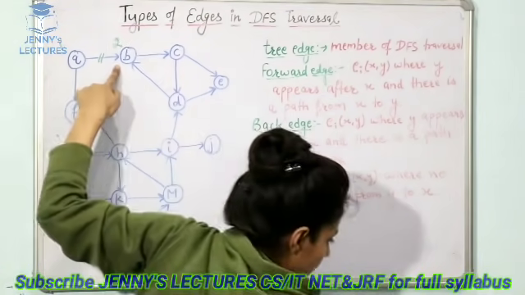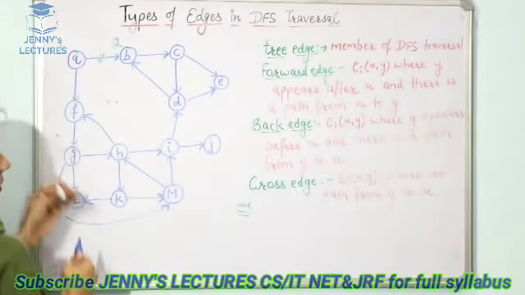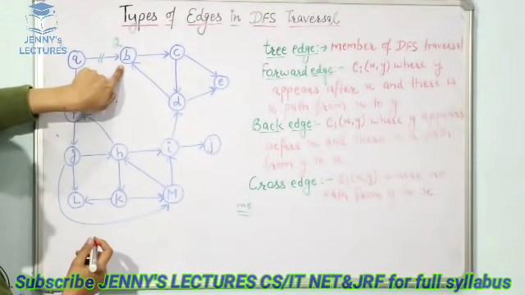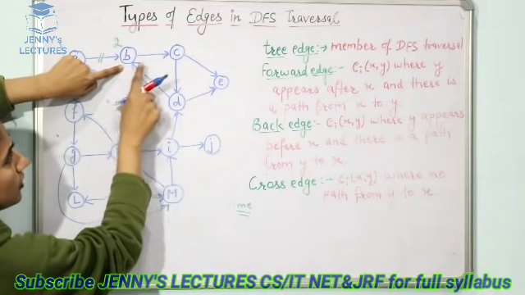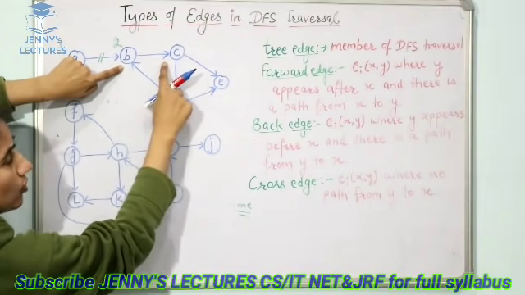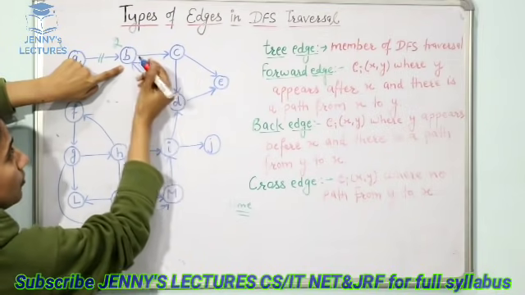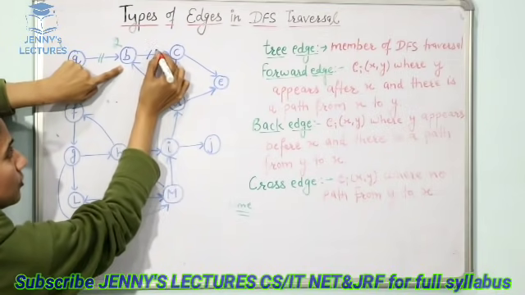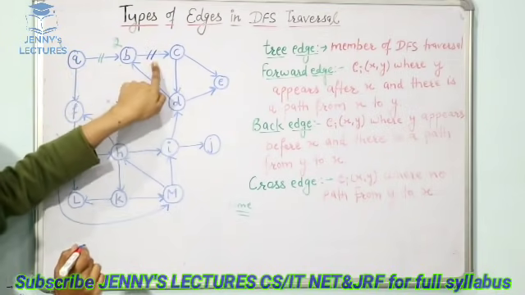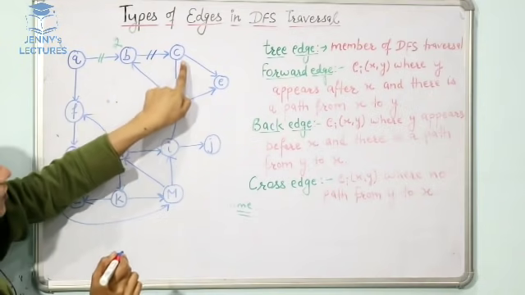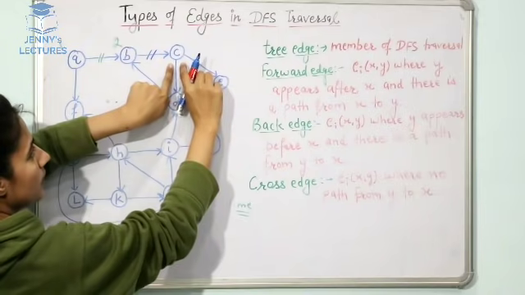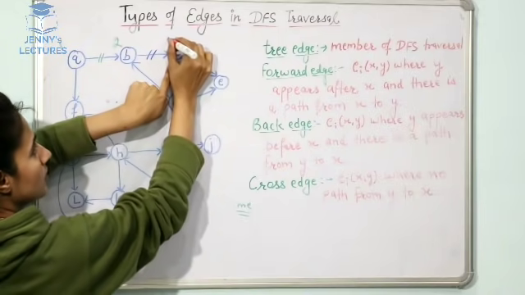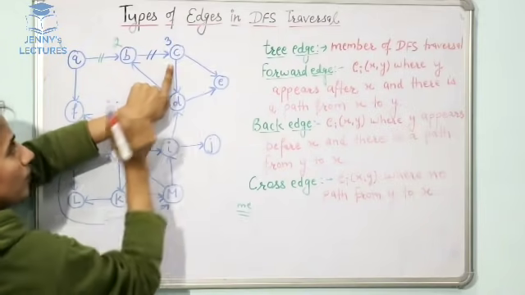Next, the starting time of B is what? 2. Now from B, where can you go in DFS traversal? We can go to C only. Fine. Now we will move to C and mark this edge. Fine, we have reached C now. So the starting time, or you can say the appearing time, of C becomes 3 now.